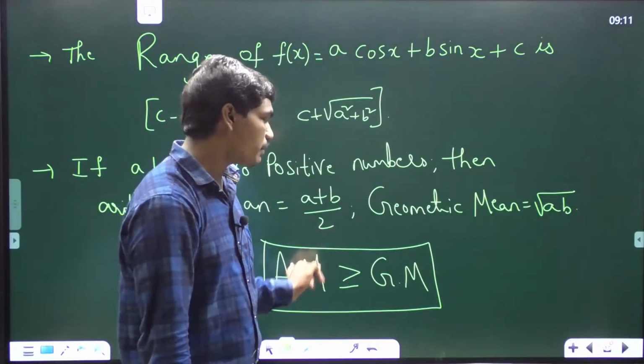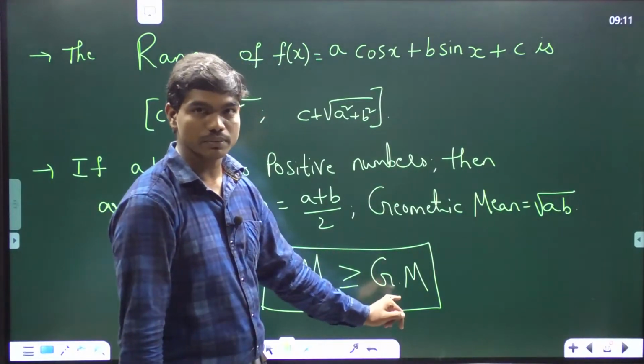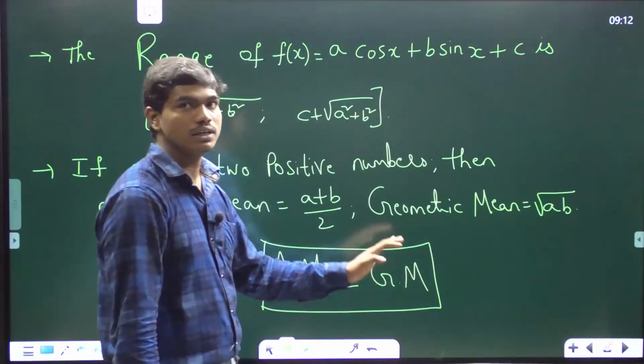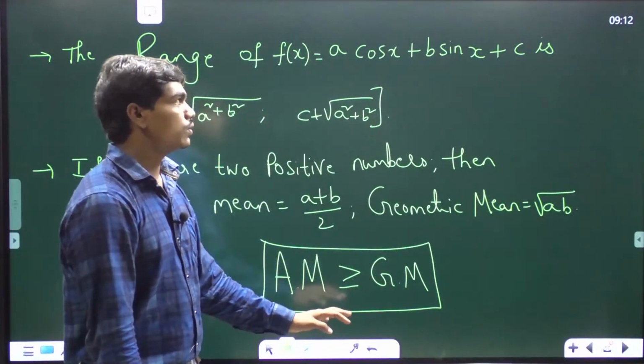Since this arithmetic mean is always greater than or equal to geometric mean, the minimum value of this arithmetic mean is nothing but the geometric mean of the things involved here. Okay, so that's the case.